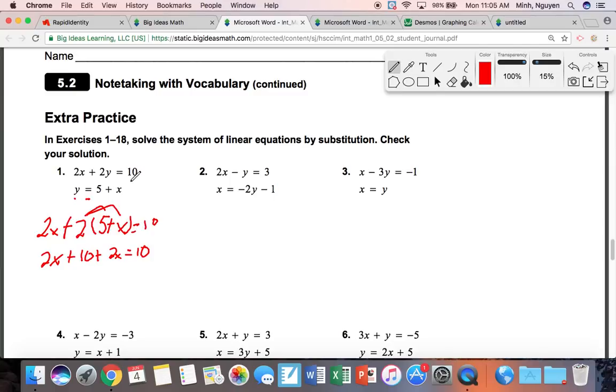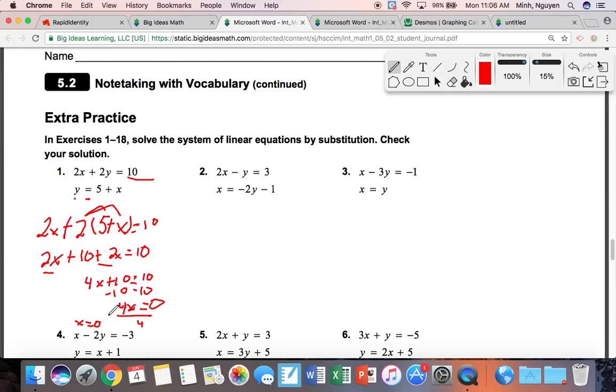Now notice nothing has happened over here because there's no y to substitute. 2x plus 2x, combine like terms: 4x plus 10 equals 10. Get x by itself. Subtract 10, subtract 10. 4x equals 0. Divide both sides by 4. x equals 0.